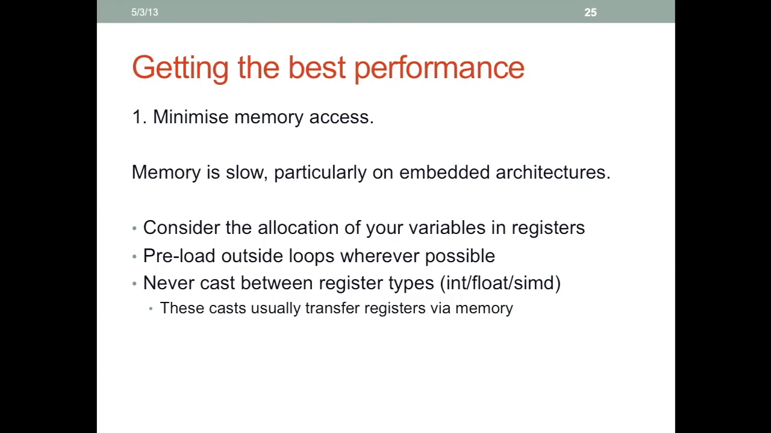You should preload variables outside loops wherever possible. So if you have an expression that pulls data from a structure inside your loop, and for some reason the optimizer can't move that out of the loop on its own, you've got a problem. So I prefer to do that manually, make sure that any variables are loaded as far outside of my inner loops as possible. And never ever cast between register types. And this goes back to the whole float scalar thing. These casts almost always transfer via memory.